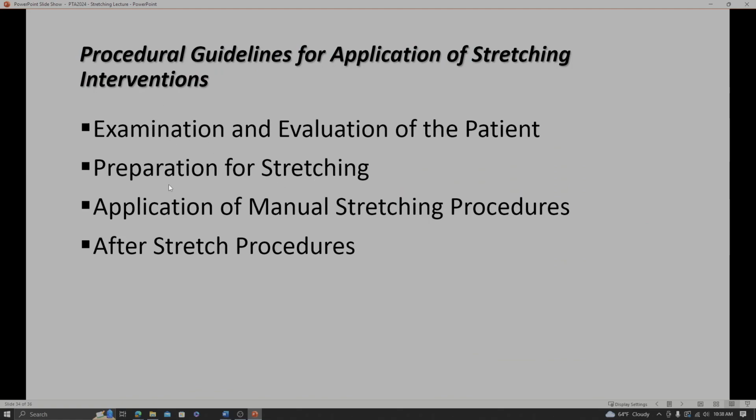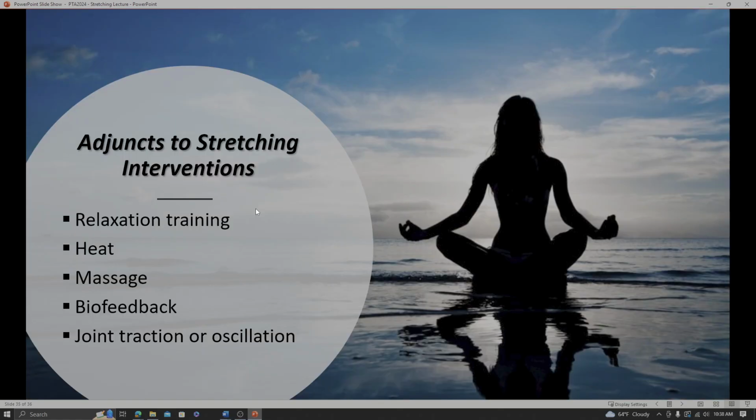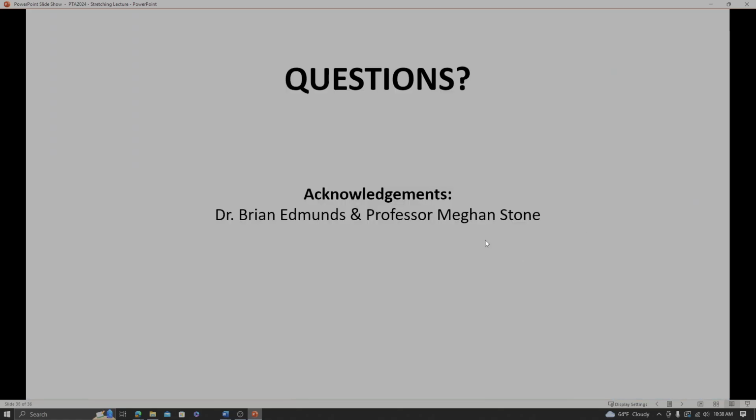Examination, right? We have to evaluate, prep them for stretching. We have to give them procedures and apply the manual stretching in the right way. And then what do we do afterwards? These are adjuncts to stretching. All those are things that you should really take to heart. And while the PowerPoint stuff is good, there is no substitute for just getting your hands on as many people as you can find for stretching and range of motion work, and that will also be peripheral joint mobs.